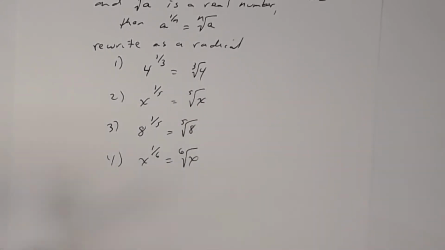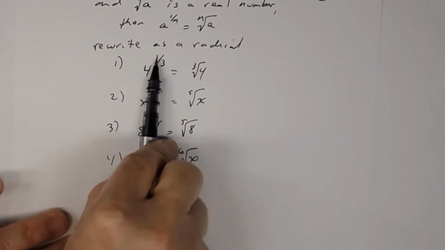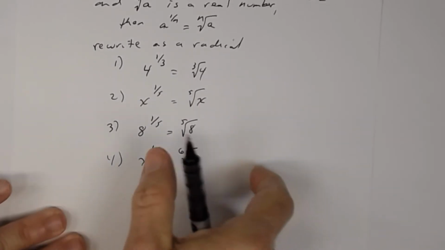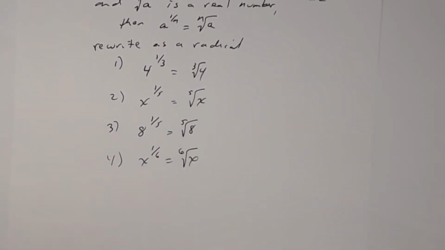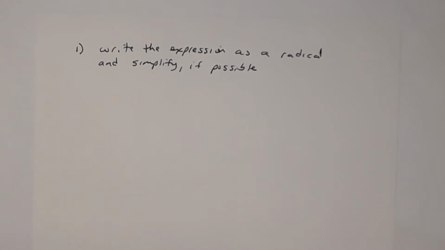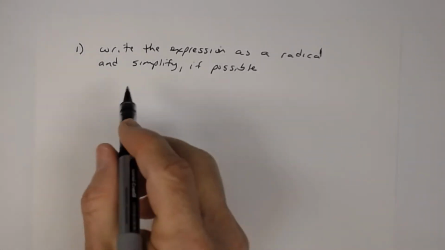Now the directions in the problems we're about to do, we're going to go from a rational exponent to a radical, and then we'll go from a radical to a rational exponent. So you got to be able to look at it in both directions. Okay, so let's look at the first one. The first one says: write the expression as a radical and simplify if possible. So sometimes you'll see the directions written like this. Now here's our problem, and listen carefully.